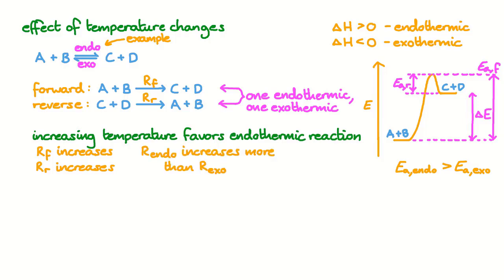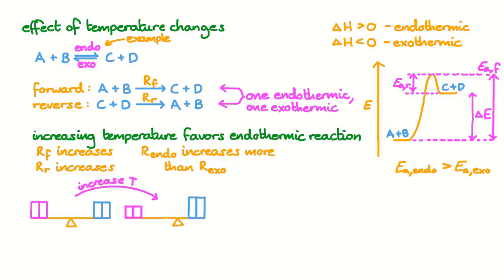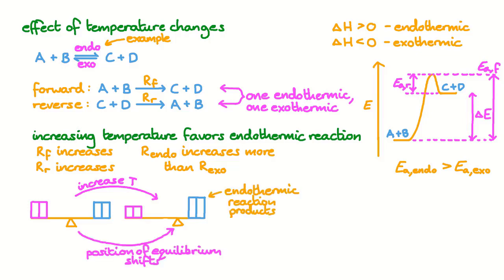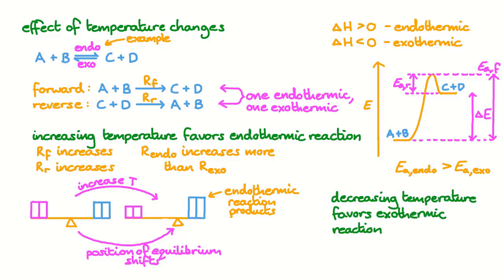This means that the rate of the endothermic reaction increases more than the rate of the exothermic reaction. So if this is how our equilibrium looks before we change the temperature, this is how it looks once equilibrium is re-established after increasing the temperature. The position of equilibrium shifts in the direction of the endothermic reaction products. In this case, it shifts to the right, towards C and D.